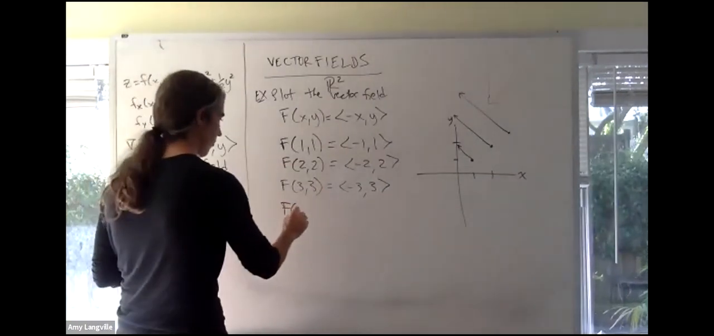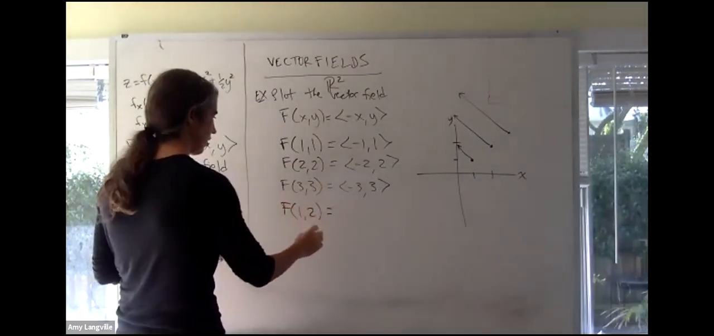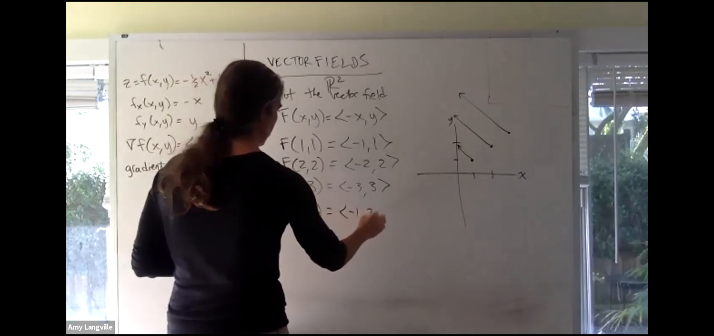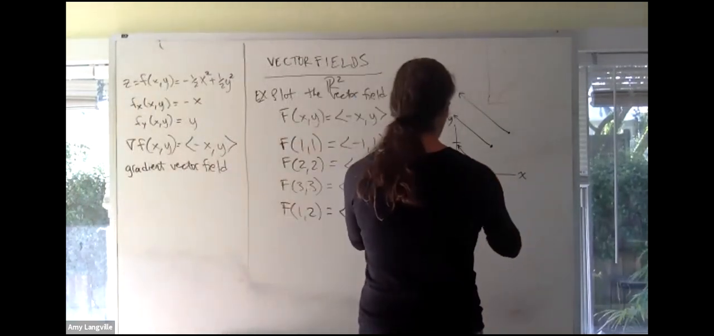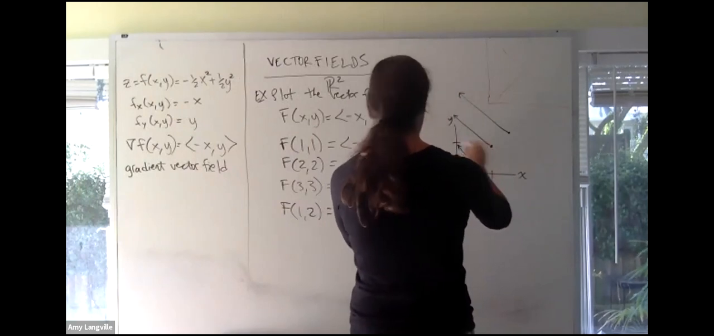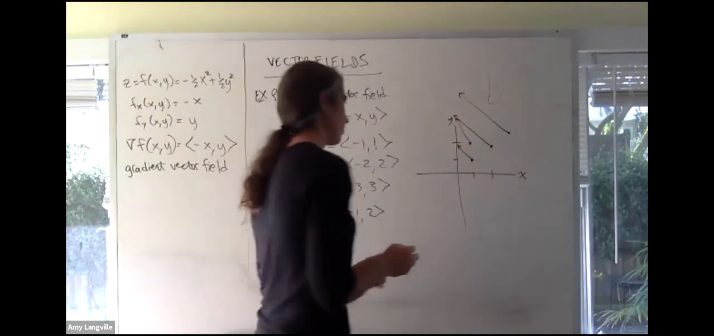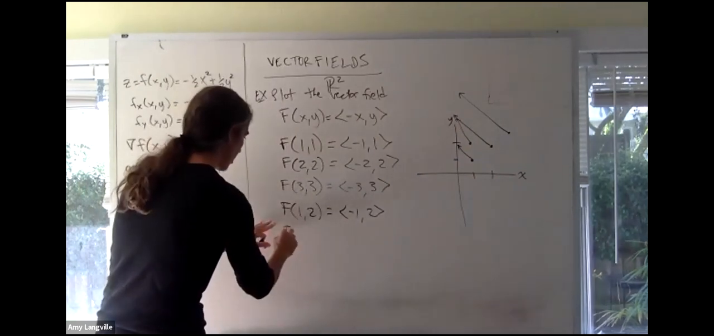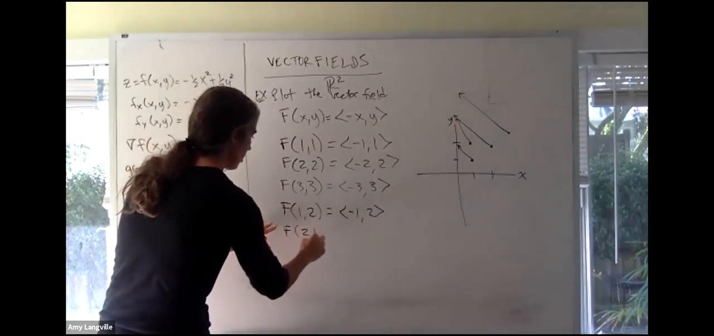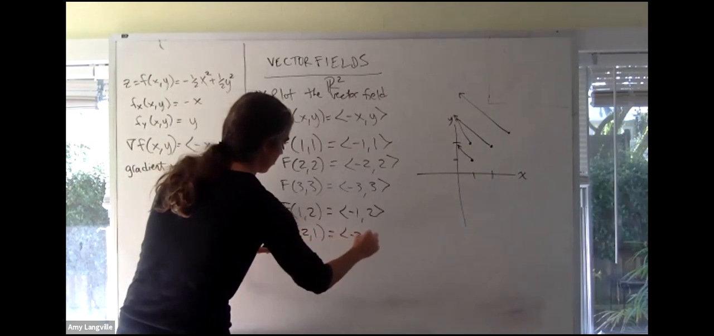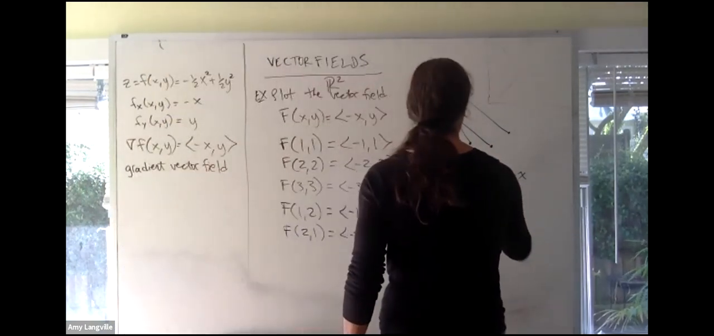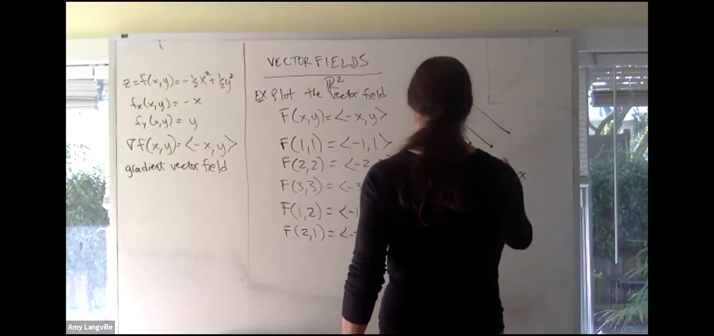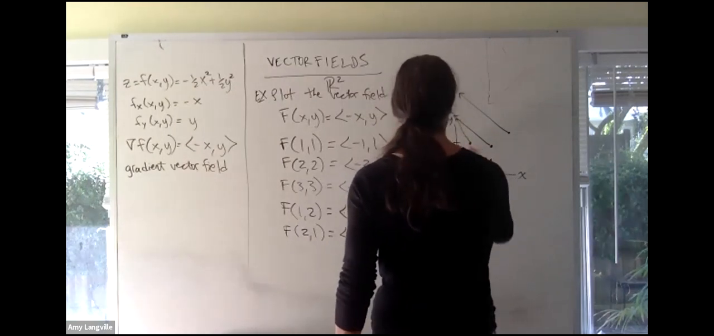Maybe I want to try 1, 2. That'd be negative 1, 2. So at the point 1, 2, which is here, I'm going negative 1, up 2, so a little steeper. Maybe I want to try 2, 1. That's negative 2, 1 is the vector. So I start at the point 2, 1. And I go negative 2 in the x and 1 in the y. So it would be like this.